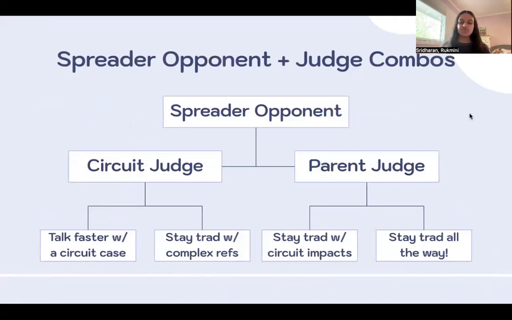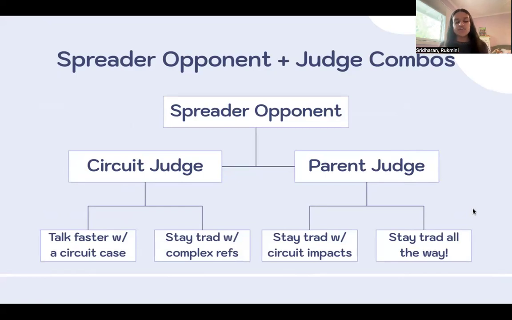So first, here are a couple of different combinations of a spreader opponent plus a type of judge. So you have a spreader opponent that's established. Now we need to see what kind of style or case you should be running depending on your judge. So again, this goes back to whether or not you want to write multiple cases. If you do, then this is a great slide to look at so you know what kind of different cases you should be writing. So first, let's say you have a spreader opponent and a circuit judge.